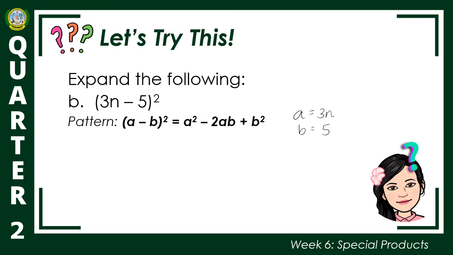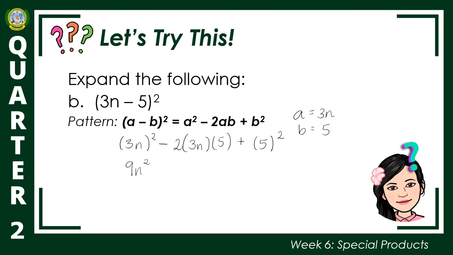Plug in na natin yung ating pong mga expressions sa pattern. A squared, which means we are going to square 3n. And then, just copy minus 2 times A times B, meaning times 3n times 5. And then plus B squared, so that is plus 5 squared. Next po is, let us apply the power of a product rule po ulit. 3n or the square of 3n is 3 squared n squared. And 3 squared is equal to 9. Okay, kaya po magiging 9n squared.